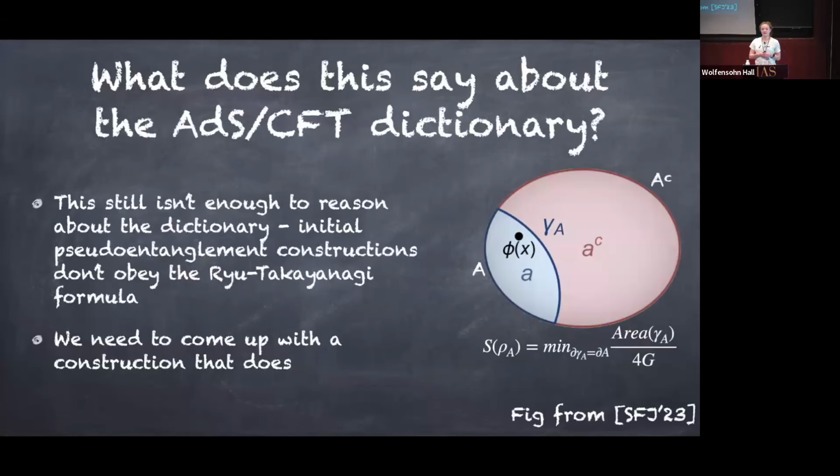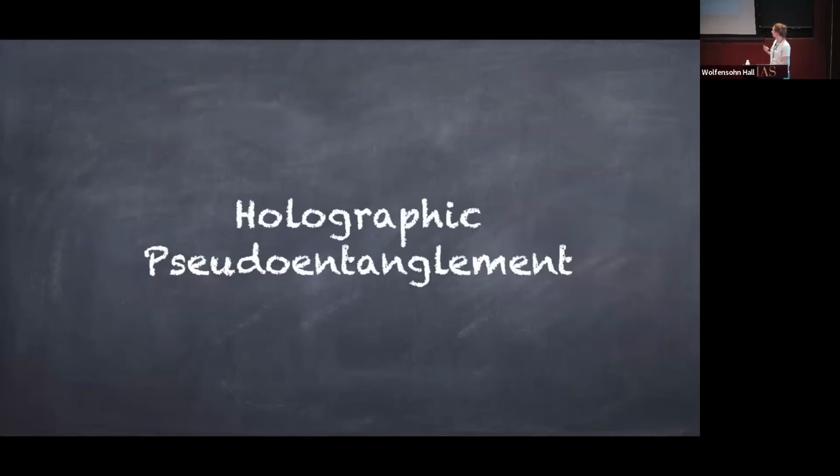Okay, so what does the existence of these pseudo-entangled states say about the AdS/CFT dictionary? So far, not much. The reason is that these initial pseudo-entangled state constructions didn't obey the Ryu-Takayanagi formula. So you're still left with the question: maybe all states that are holographic have simple-to-measure entanglement, and maybe this pseudo-entanglement idea just doesn't apply to the states we're interested in for holography. So in order to push toward saying something about the AdS/CFT dictionary, we need to come up with a construction which does look holographic. And we do that in this upcoming work.